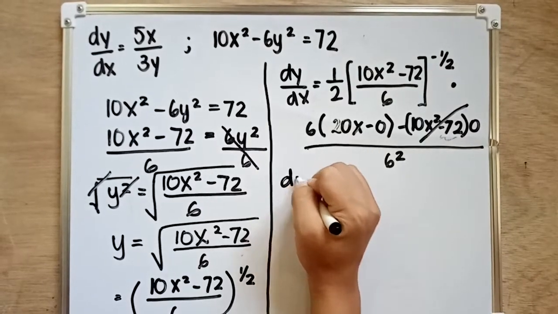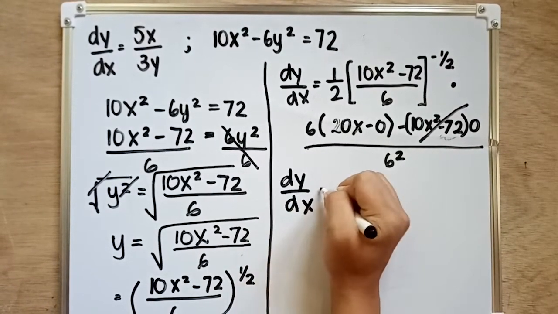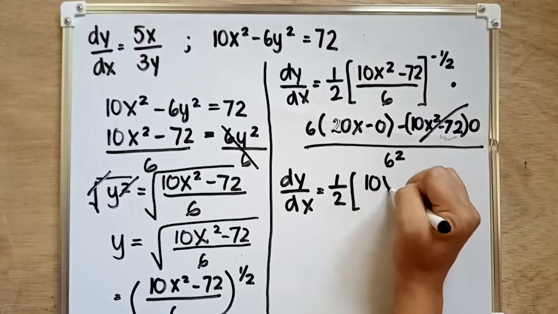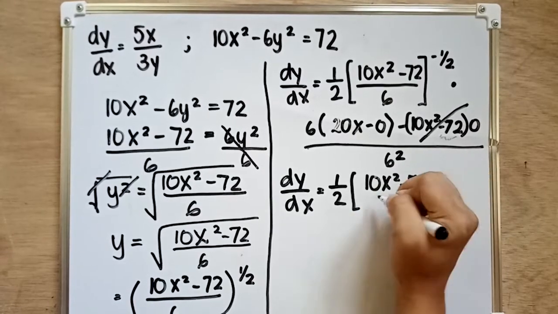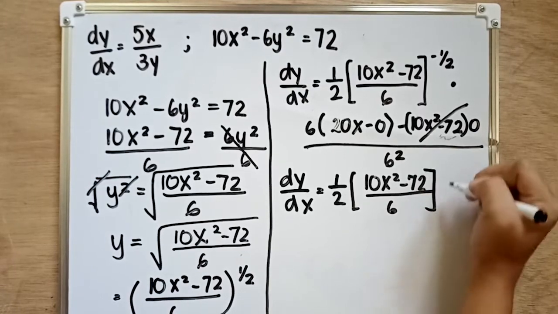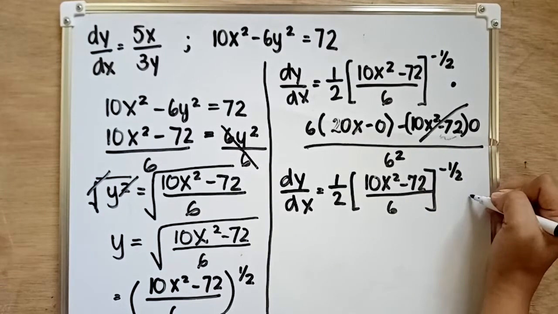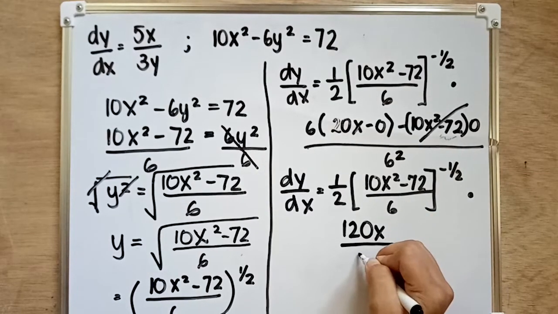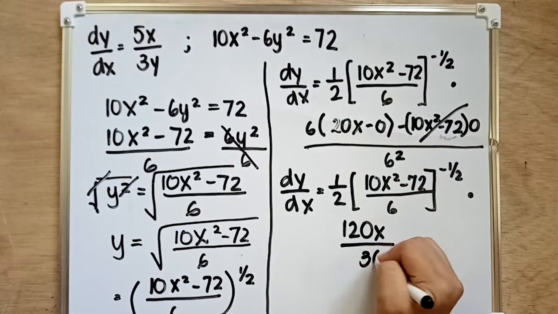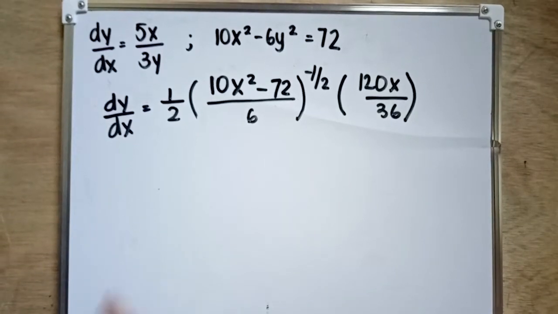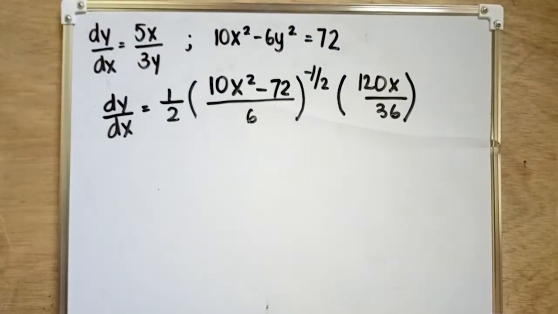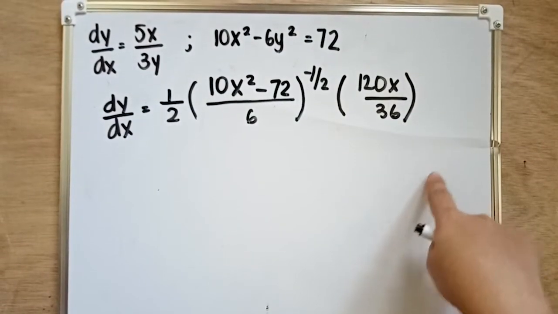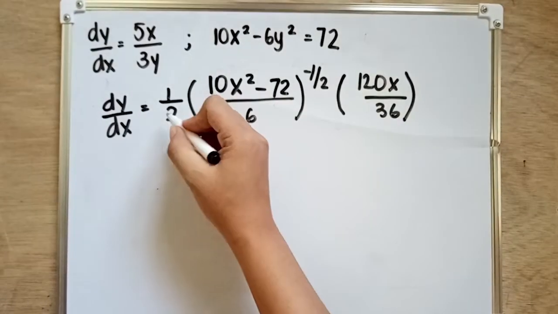Now, the value of our dy over dx is 1/2 times 10x squared minus 72 over 6 raised to negative 1/2 times 120x over 6 squared, which is 36. So, ang value ngayon ng ating dy over dx is 1/2 times 10x squared minus 72 over 6 raised to negative 1/2 times 120x over 36. We can divide this by 2.